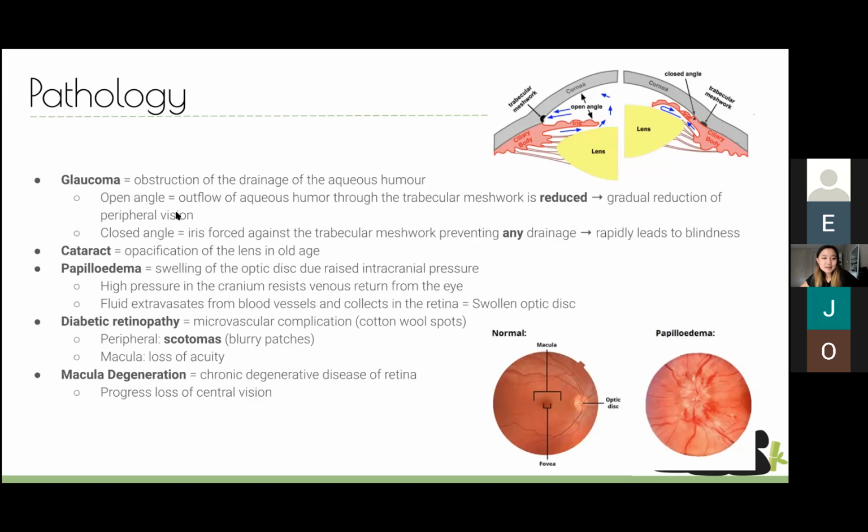It's very bad. Cataracts is opacification of the lens in old age. You might have a grandparent who has cataracts. Papilledema is swelling of the optic disc due to raised intracranial pressure. And you can see that kind of here. Diabetic retinopathy is a microvascular complication. And so you get these scotomas or blurry patches, and you get loss of acuity. Macular degeneration is a chronic degenerative disease of the retina, and that leads to progressive loss of central vision.